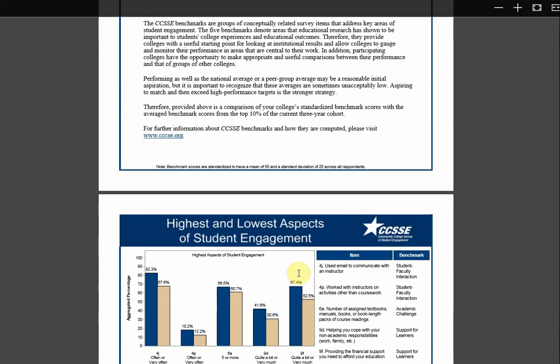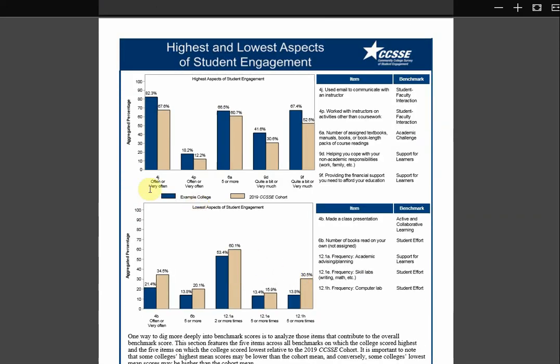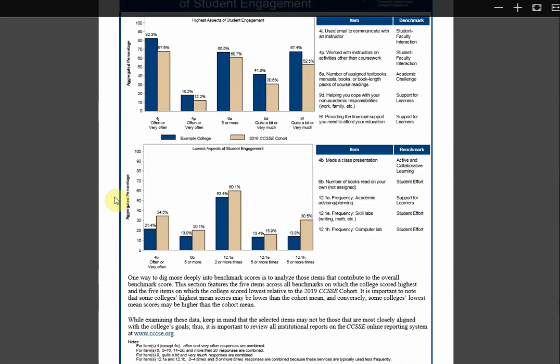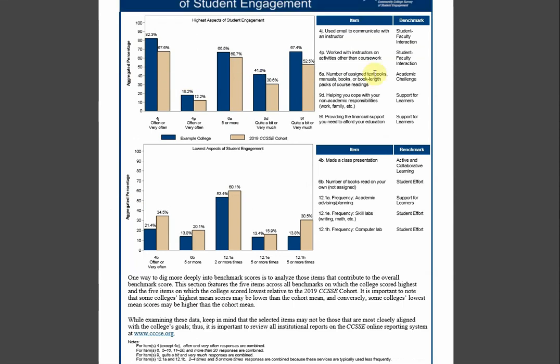The next page highlights individual items from within the 5 benchmarks with the largest differences in mean scores between the institution and the CCSSE cohort. The first bar chart displays the aggregated frequencies for the items on which the college performed most favorably relative to the CCSSE cohort, and the table on its right lists the items and the benchmarks to which they belong. It is important to note that some colleges' highest scores might be lower than the cohort mean.